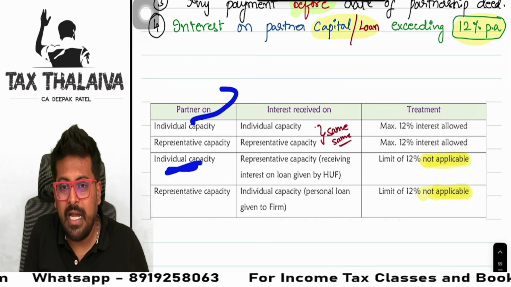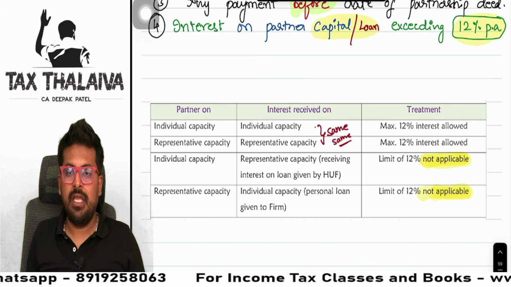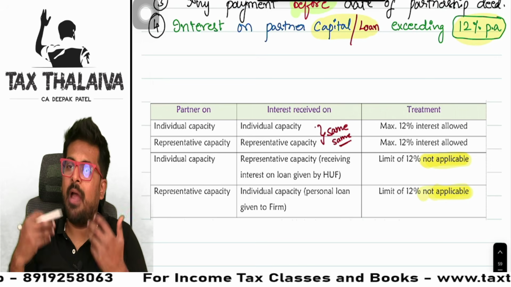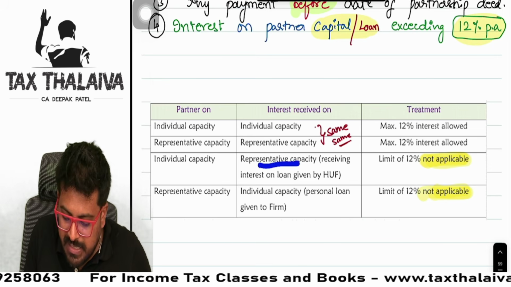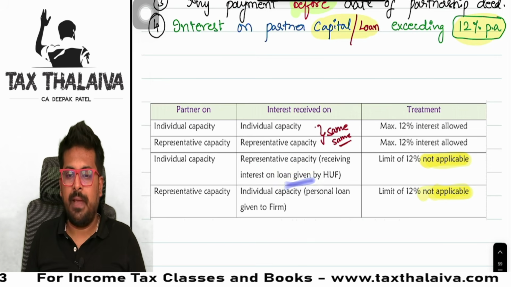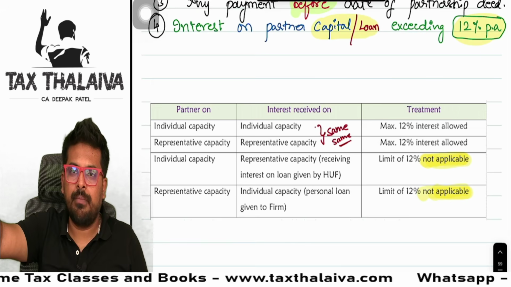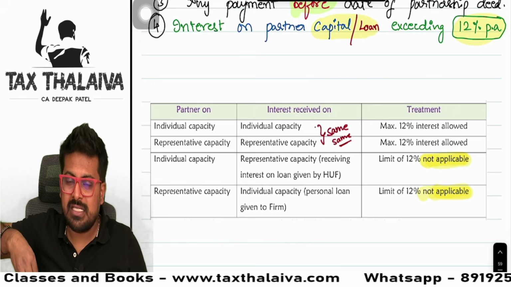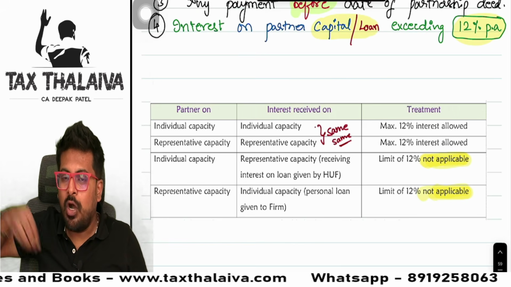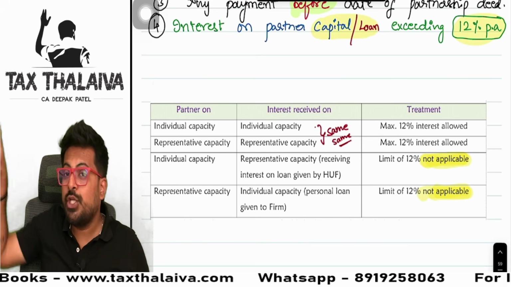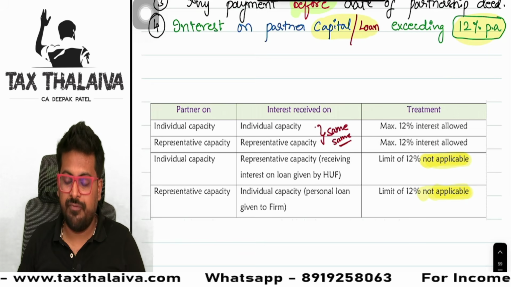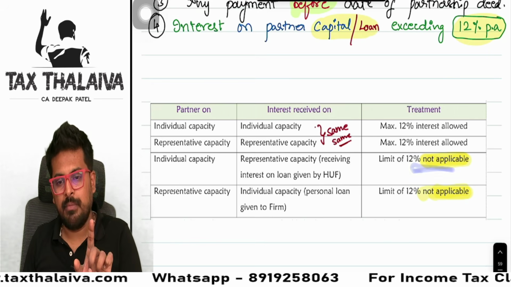If I am a partner in an individual capacity, I am only a partner, but I am receiving interest in a representative capacity. It means the loan is actually given by the HUF to the partnership firm. I am not receiving the interest; the HUF is receiving the interest from the partnership firm. Then the limit is not applicable.